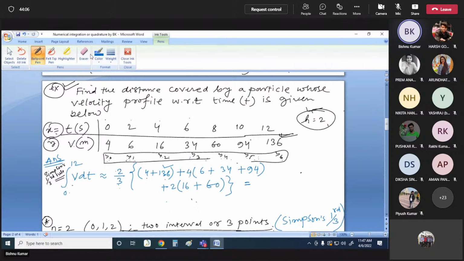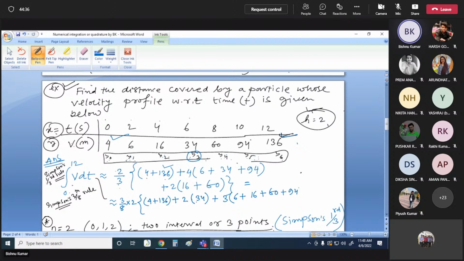multiple of 3 ordinates. The multiple of 3 ordinate is only this intermediate point and no other point. So 2 into 34, plus 3 into the remaining y ordinate sum, that is y1 plus y2 plus y4 plus y5, meaning 6 plus 16 plus 60 plus 94.